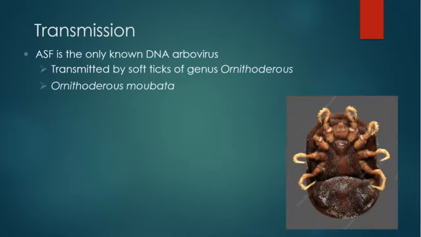How does it transmit? One way is that it's actually the only known DNA arbovirus. An arbovirus is a virus that's transmitted by biological vectors such as ticks. So it's specifically transmitted by this tick here. It's known as Ornithodoros moubata, which is from the South African region.